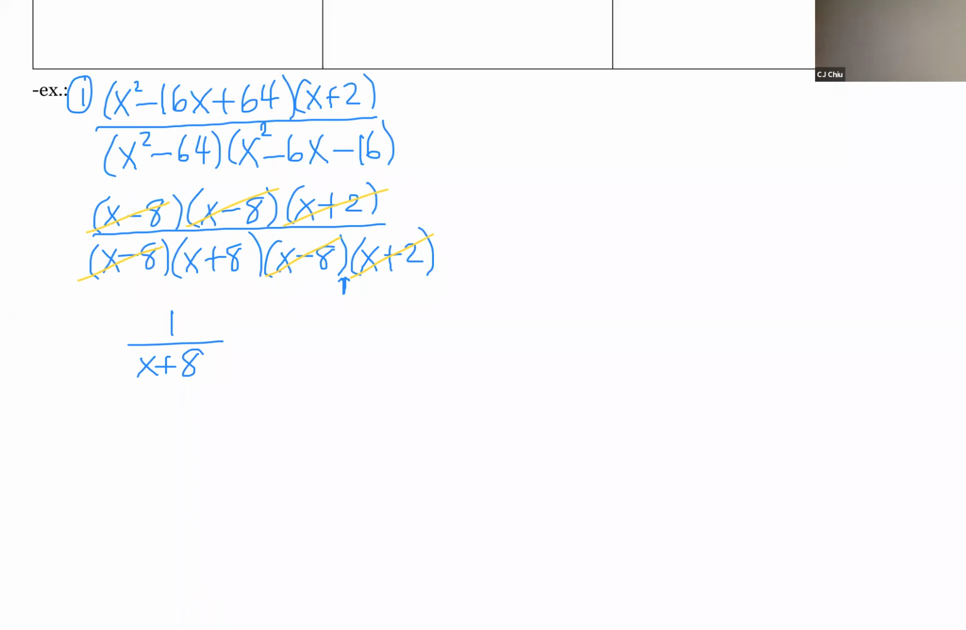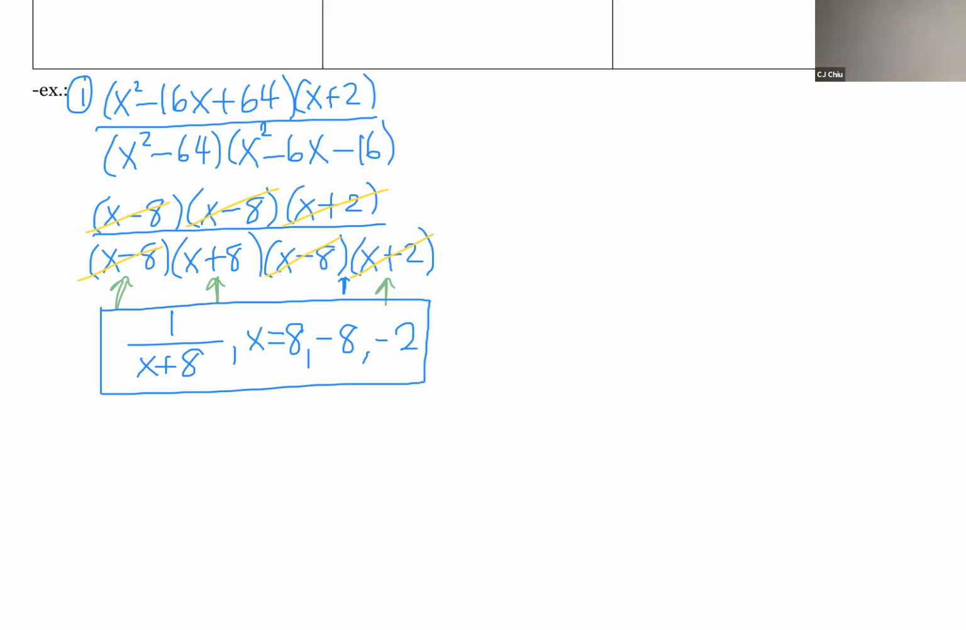Okay. So therefore, you just look up here before you cancel. X can't equal 8 because x minus 8 would be 0. It can't equal negative 8 because x plus 8 would equal 0. And it can't equal negative 2. Okay? So if it says state the excluded values, you just go back up and say, okay, which x's will make the parentheses 0? Okay?